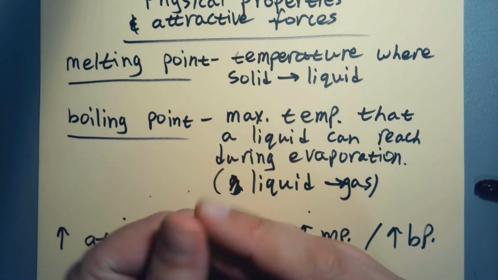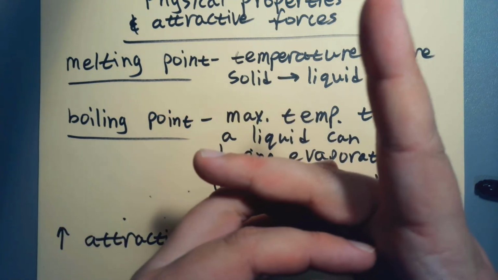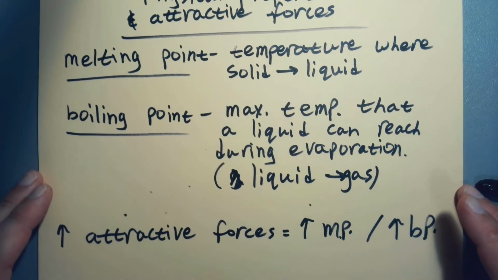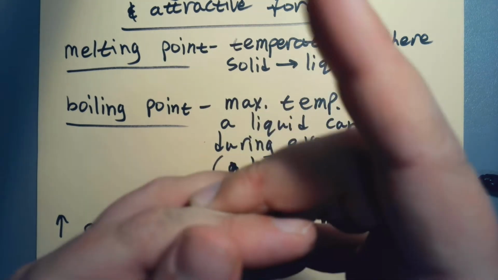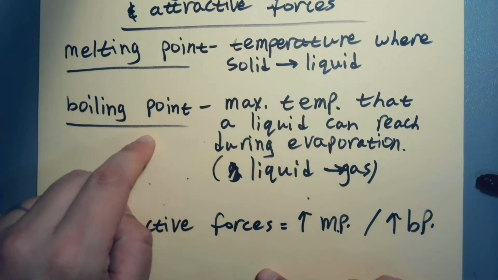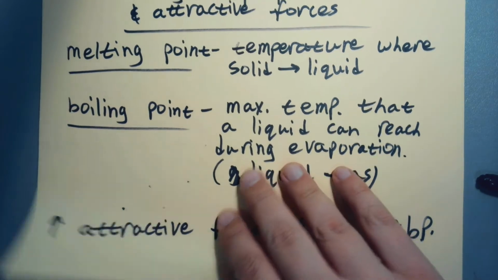And how do you push that molecule? By getting it hot. And so it starts moving around faster and faster, and it pops off. So that's what you do. And the stronger those attractive forces are, the more you've got to push that thing into the gas phase. The more you've got to heat it up, the higher the boiling point is going to be. Higher the melting point's going to be. So just remember, more attractive forces, larger melting point, larger boiling point.